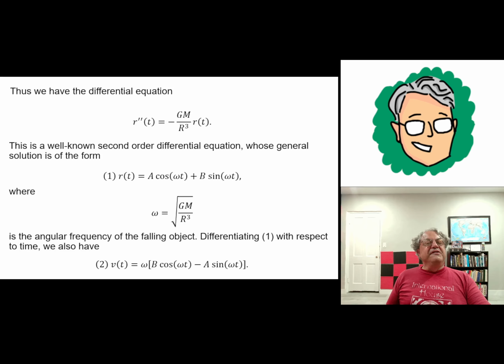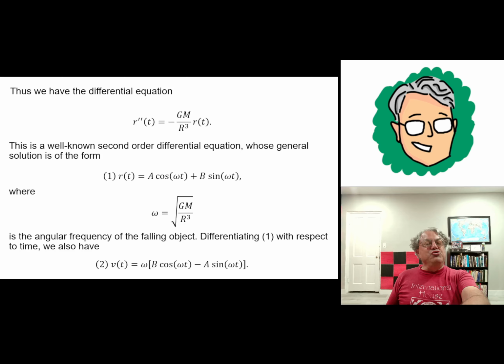It's useful to calculate the derivative of equation 1 with respect to time. That'll give you the velocity as a function of time, which has almost the same form. We have a factor of omega multiplying everything. It just comes from the chain rule. Now inside these brackets we're going to get b cosine omega t minus a sine omega t. If you do the calculus, you'll see that's what you get just by differentiating equation 1.